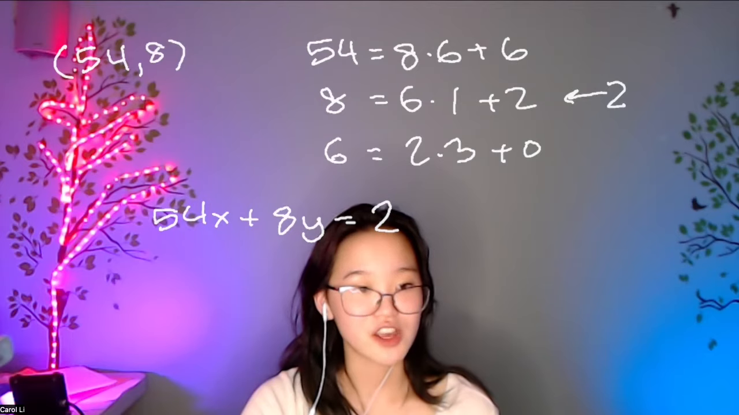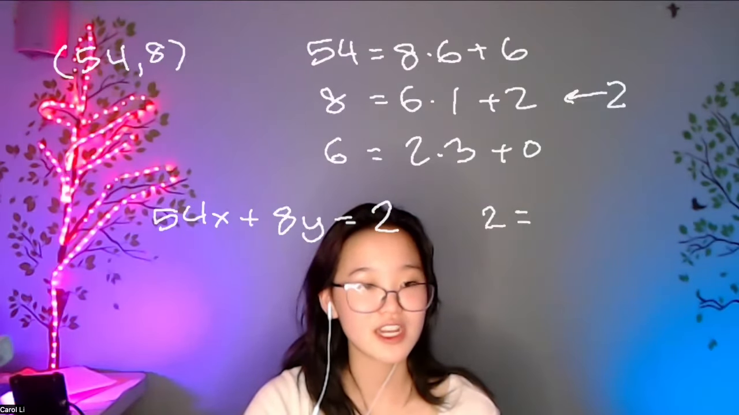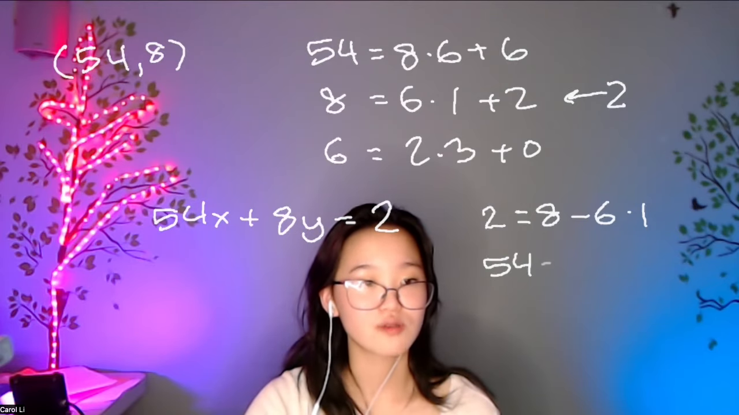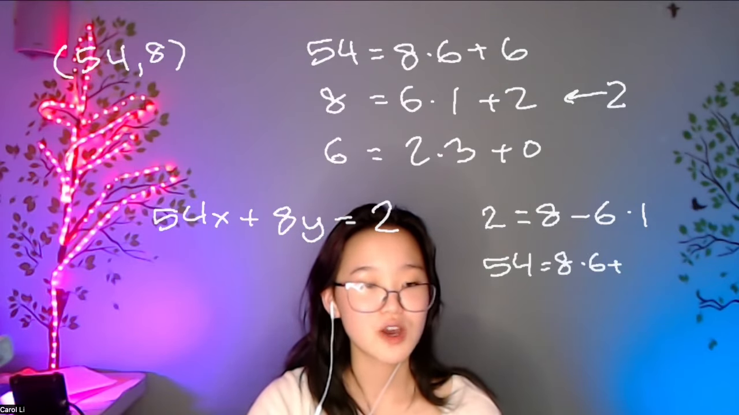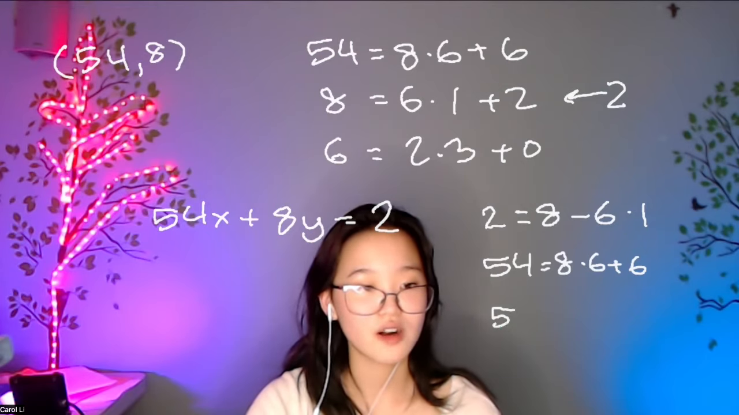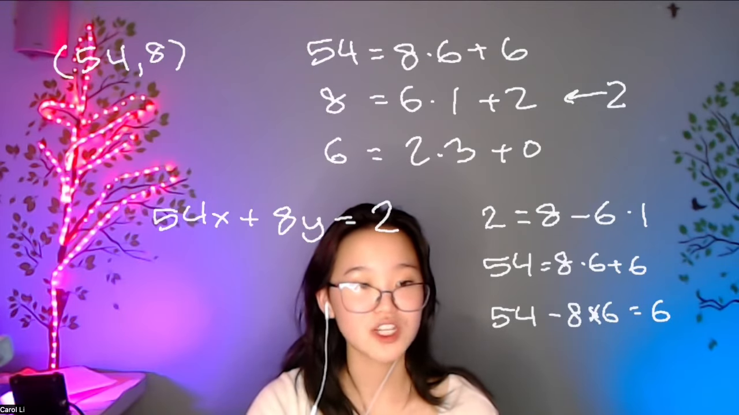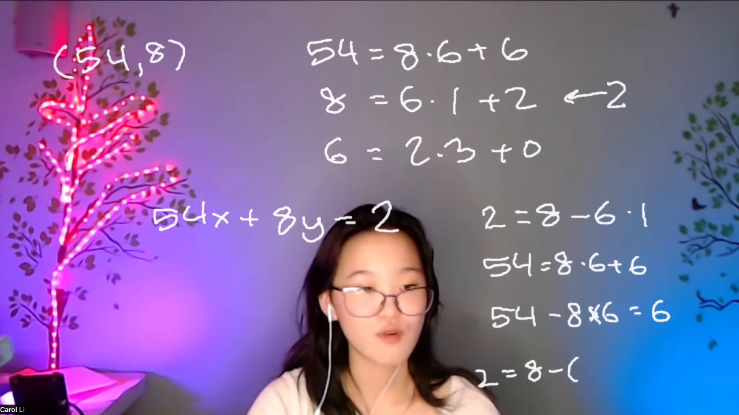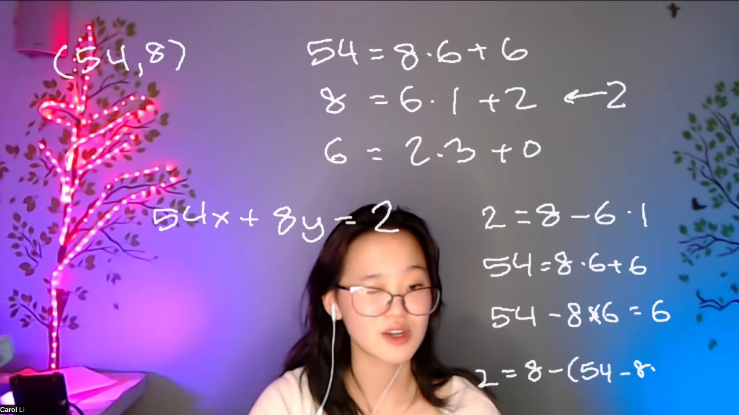Backwards, what it's saying is, we start with 2 equals 8 minus 6 times 1, right? And then from the first equation, 54 equals 8 times 6 plus 6, we know that 54 minus 8 times 6 equals 6. So we can just plug in what 6 is equal to. So 2 equals 8 minus (54 minus 8 times 6). Oh, I'm running out of room.